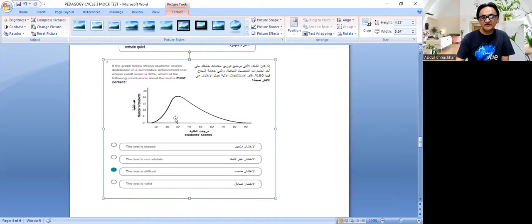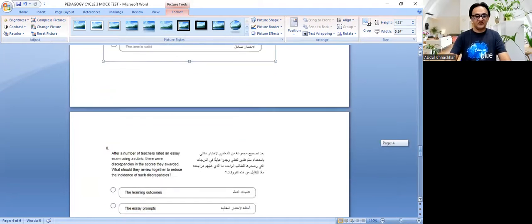So the score shows the complexity level of the test, in which most of the students performed low. So the test is difficult. So the test is not reliable, the test is not valid, the test is biased. Okay. So the first and fourth are completely wrong, and the third and second are not closely related to the distractor. But one, two, three, four are completely wrong.